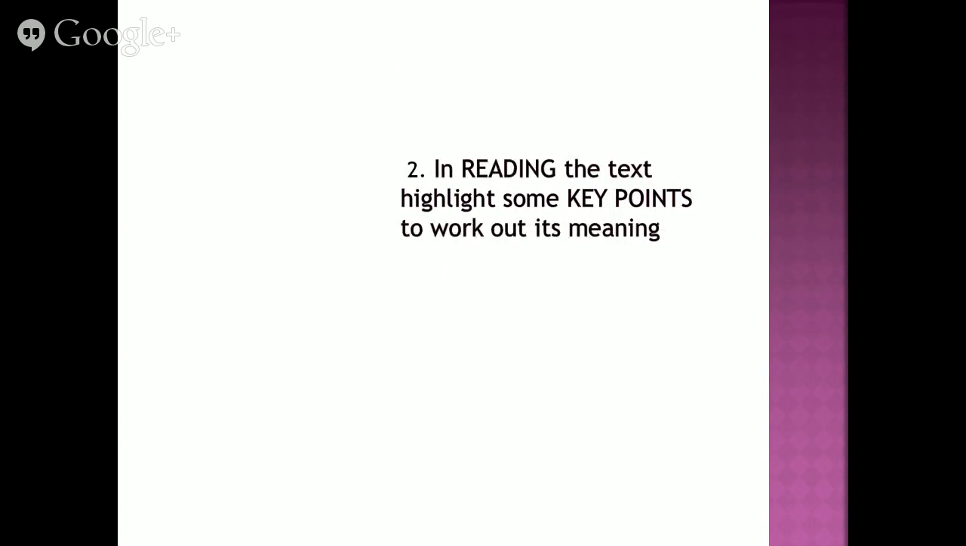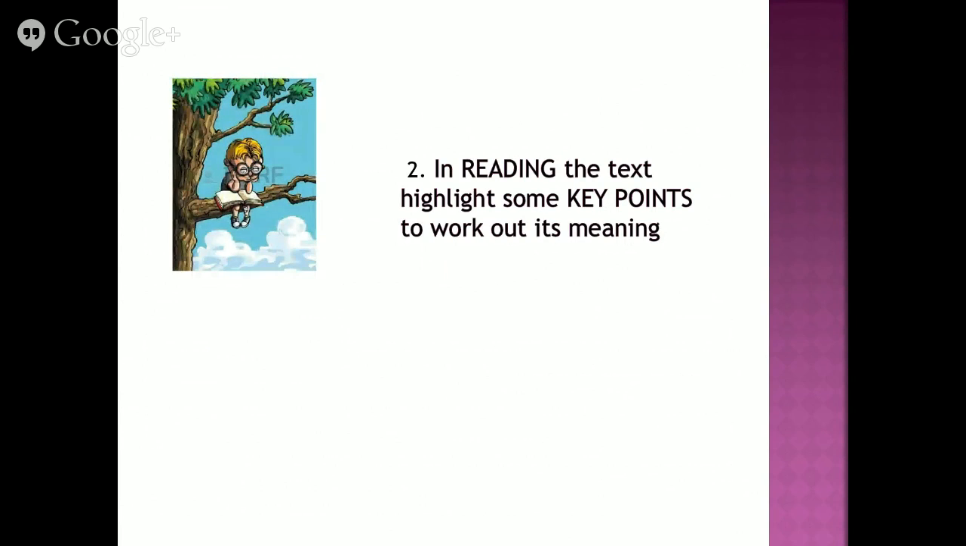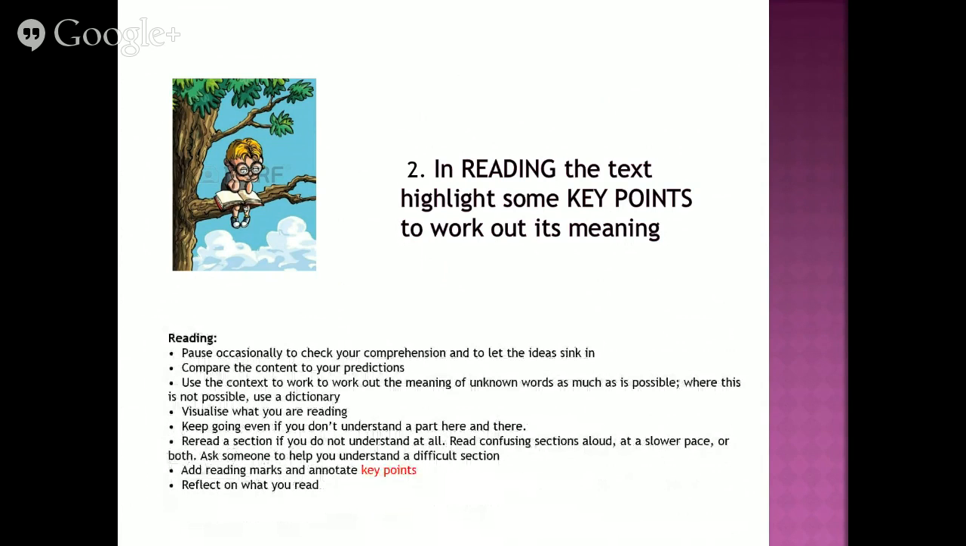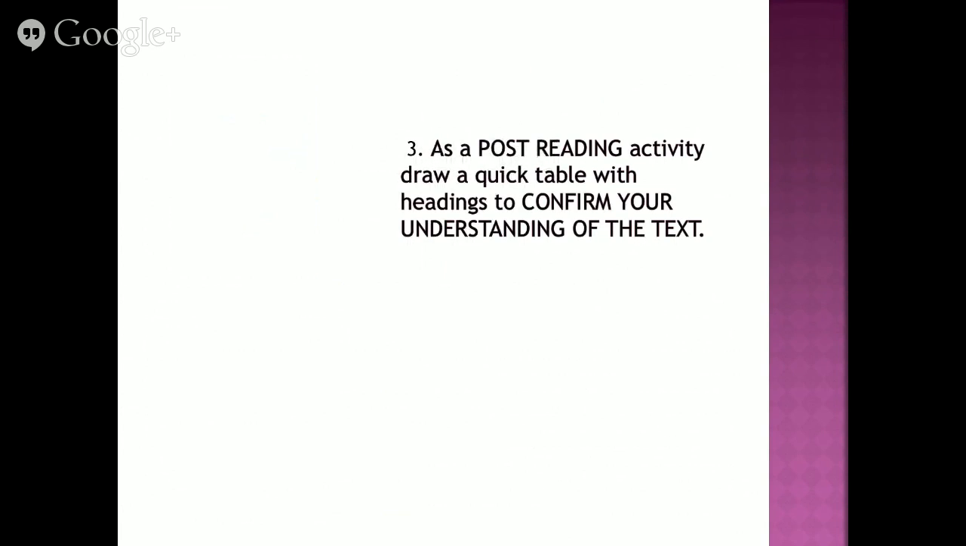Second task, in this text, whilst reading it, I would like you just to jot down some key points very quickly as you skim and scan as quick reading tools to work out the meaning of the text. And here I'm using the second to last bullet as a strategy. So we're going to annotate some key points while reading. And then as a third task, a post-reading activity, I'd like you to draw a quick table with some headings to confirm your understanding of the text.